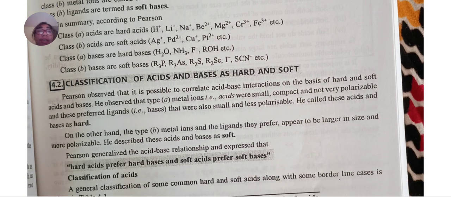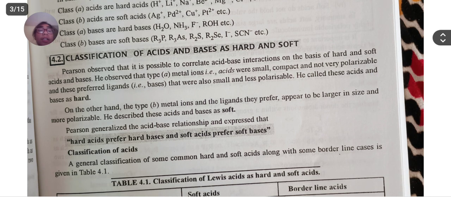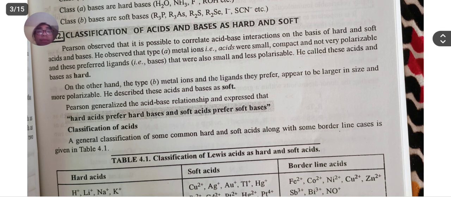Classification of acids and bases as hard and soft. Pearson observed that it is possible to correlate acid base interaction on the basis of hard and soft acids and bases. He observed that type A metal ions were small, compact, and not very polarizable, and these preferred ligands that were also small and less polarizable. He called these acids and bases hard. On the other hand, type B metal ions prefer ligands that appear to be larger in size and more polarizable. He described these acids and bases as soft. Hard acids prefer hard bases, soft acids prefer soft bases.